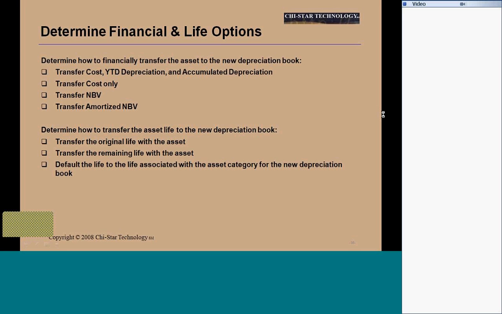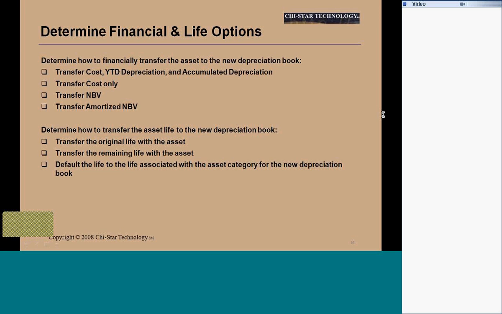I need to determine what to do about the life of the asset, how to reflect that on the receiving side. A couple options that I have there is that I could transfer along with the asset the original life of the asset. So if I'm transferring the original cost, year-to-date, accumulated depreciation, I may want to keep the original life. So again, I will not see any big fluctuation in depreciation when it comes to my books.